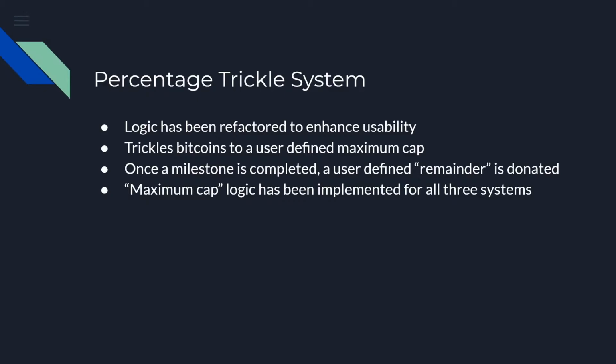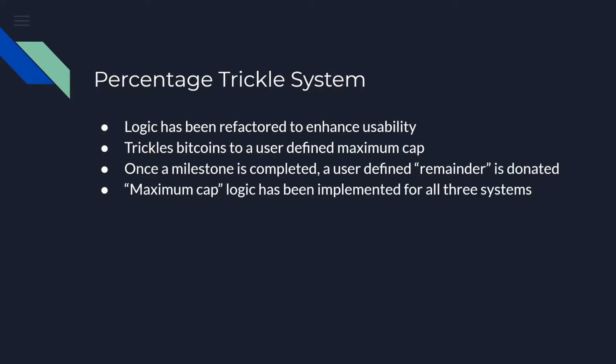This maximum cap logic has been implemented for all three trickle systems for the security of our users. So let's look at a practical example. I want to donate $50 in total, but I'm only comfortable donating $1 at a time until a milestone is completed. The company has promised a milestone within 30 days, so my money will be donated at a rate of $1 a day, and I'll set my cap to 30. Upon completion, the remainder of the promised amount will then be deposited.